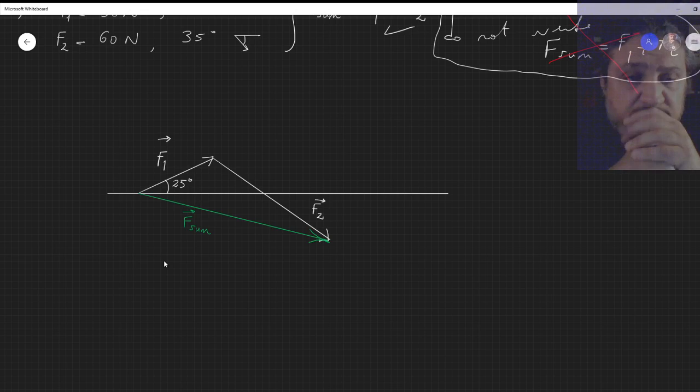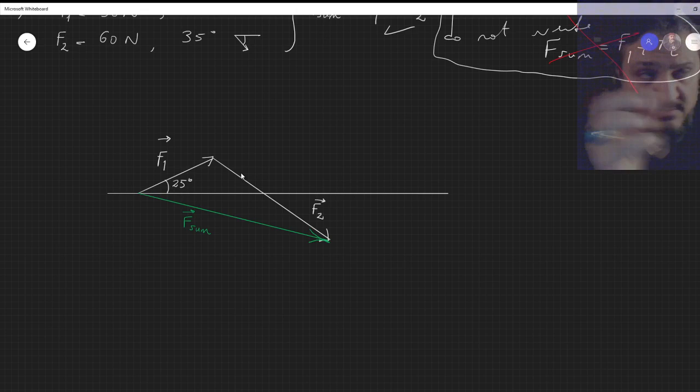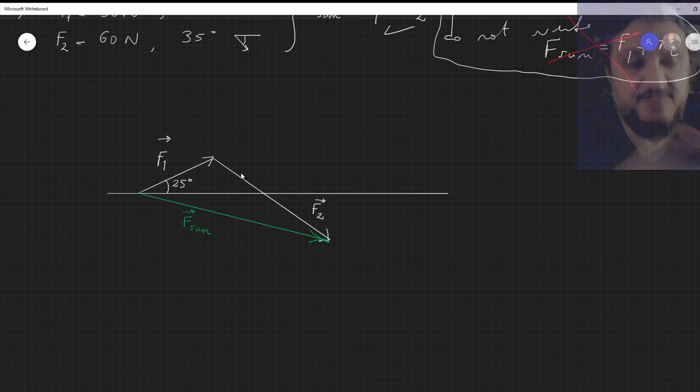Now, there's an alternative way to do it. You could actually start F2 from where F1 starts. Okay, you could extend it just like that, so in a parallel fashion. But then you would have to construct the parallelogram, and then create the diagonal line, which would be exactly what I drew here, F sum.